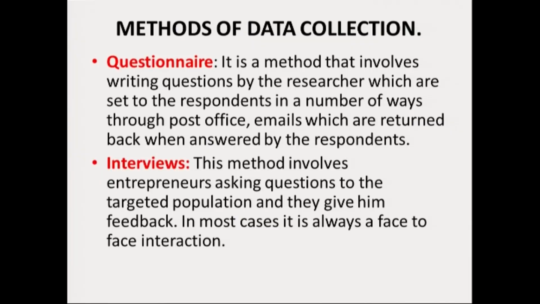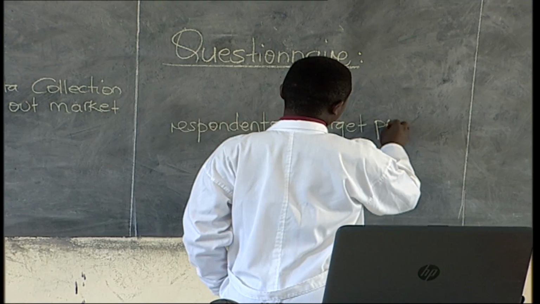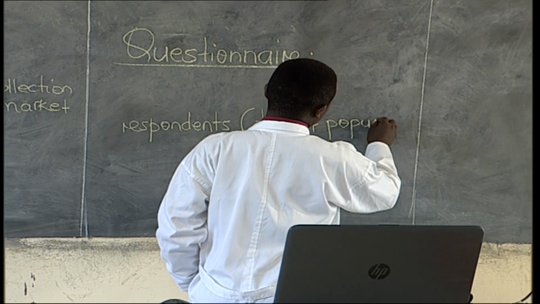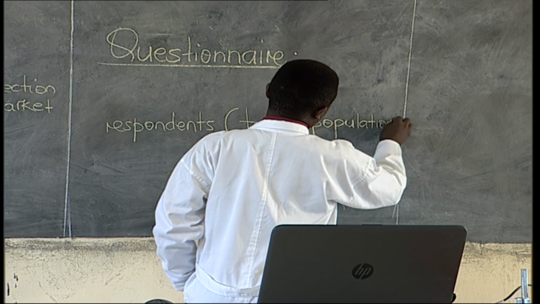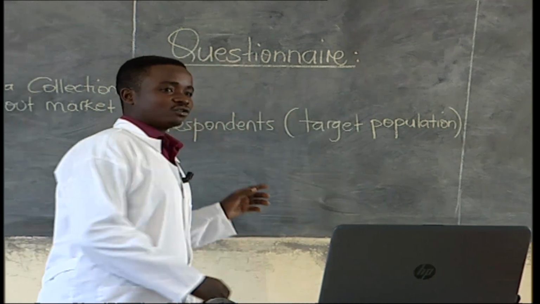With a questionnaire, how is this method applied? Here, the researcher, or in this case, the entrepreneur, designs questions on a paper, of which these questions are given to respondents or target population. Who are respondents? The respondents, in research, this is the target population, who I expect to get the feedback or the responses from. The target population or the respondents here will answer those questions.